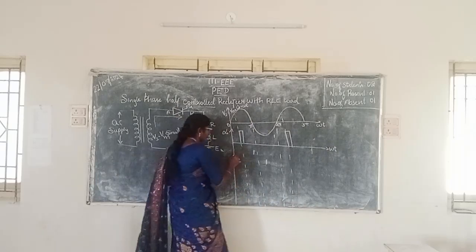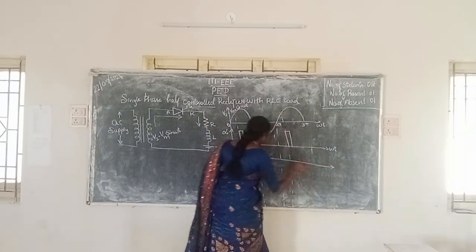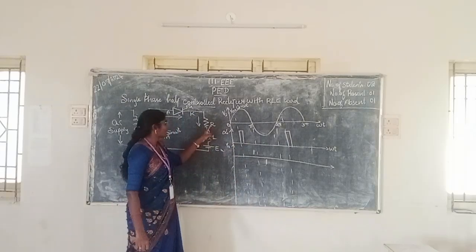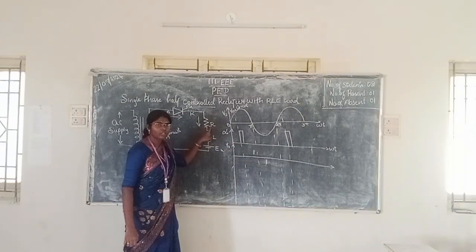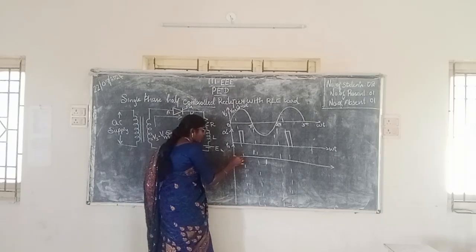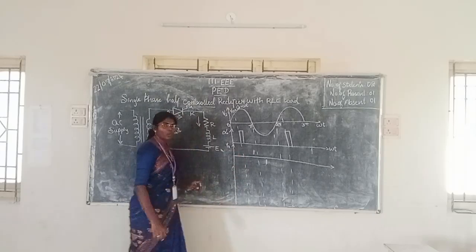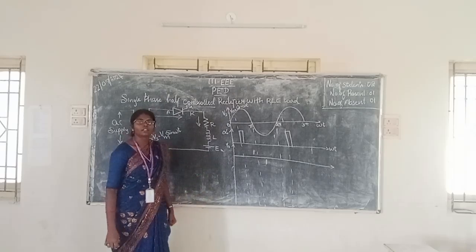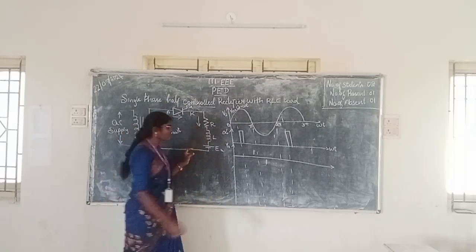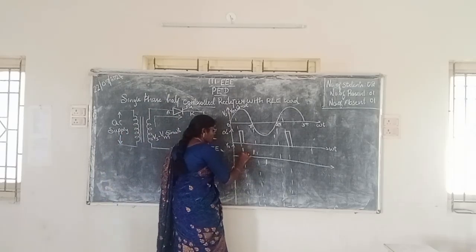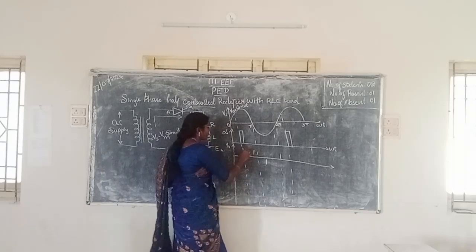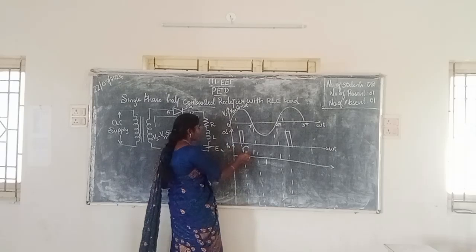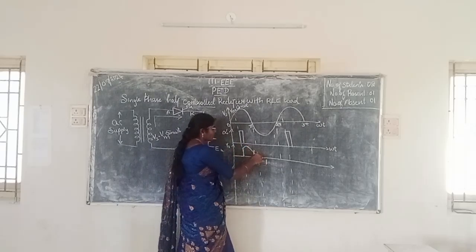Okay, and now how will our output voltage be? Here it is the same as what we have seen for resistive load. Initially there won't be any voltage. After the firing angle is given, the thyristor will turn on. So the load voltage will increase, after that it reaches some maximum value, and then it comes to 0.